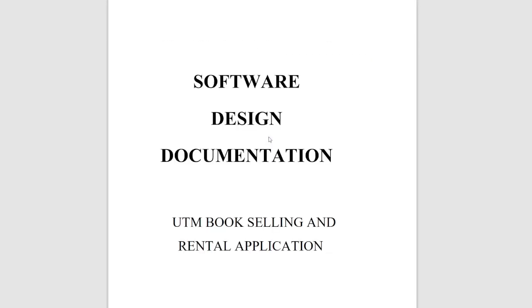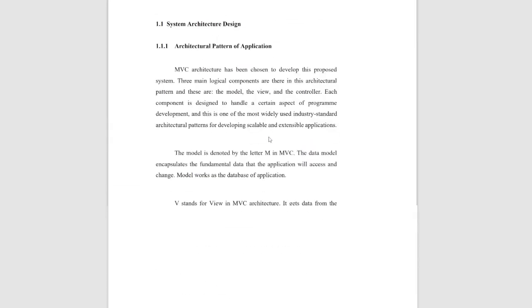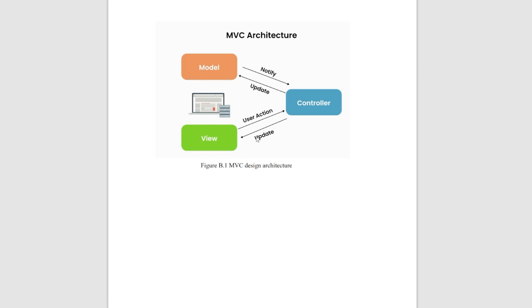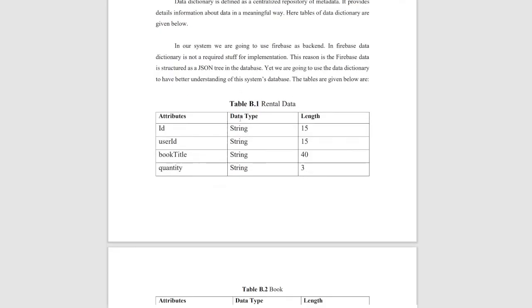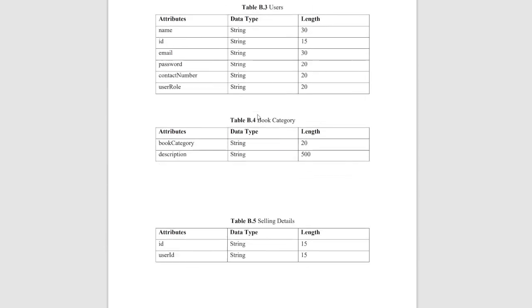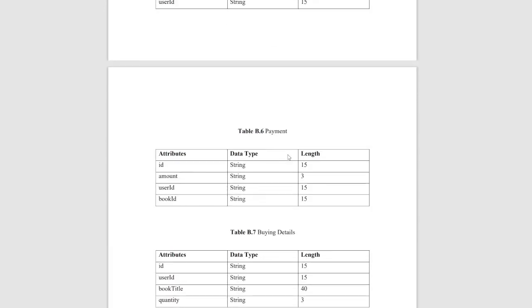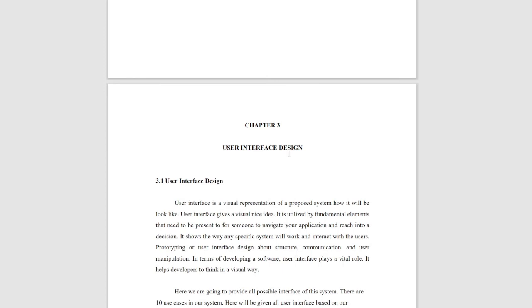The next is the SDD, software design documentation, and this architecture. Then there are a few tables for the database: rental data, book, users, book category, selling details, payment, and buying details. These are the essential tables for the database.